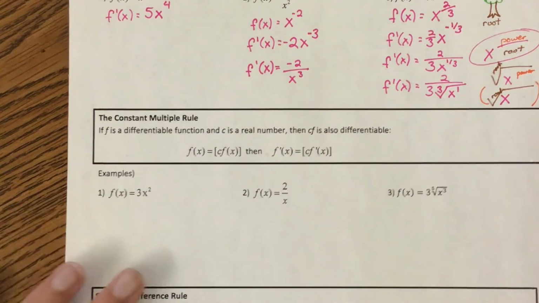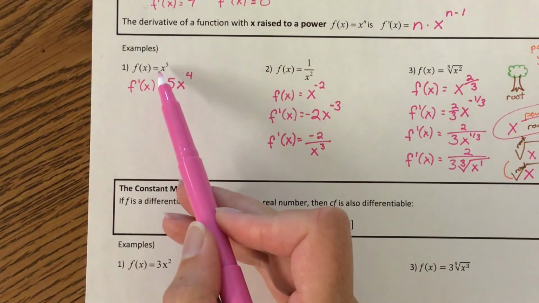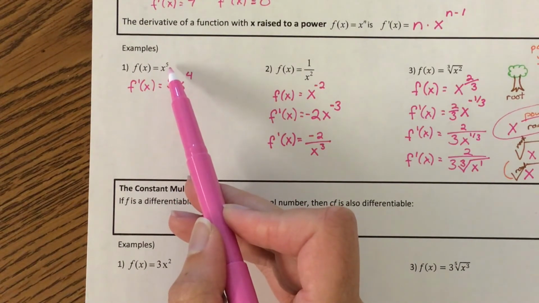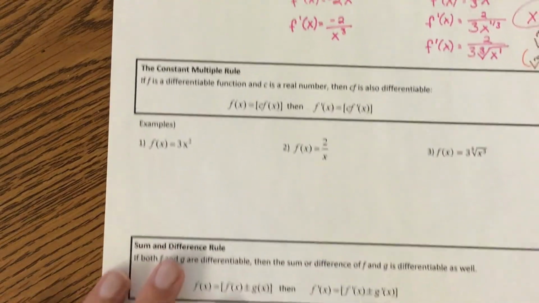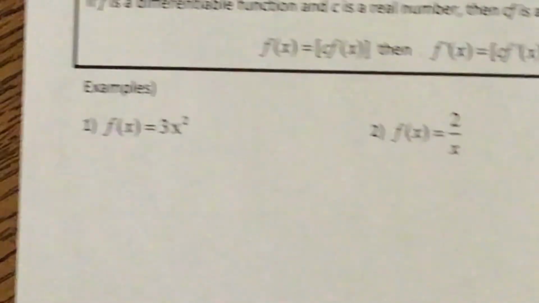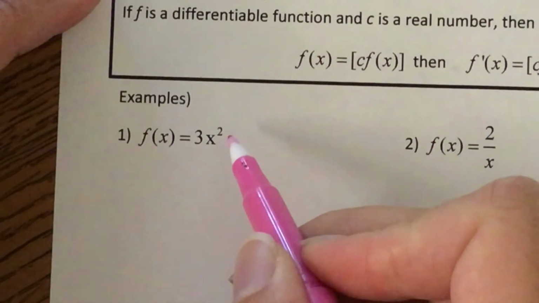So remember up in problem 1, we just had like an x to the 5th power. But what if it was like 2x to the 5th power? You can also take the derivative of that. That's all that means. Okay. So problem 1 down here, this is a power rule. It's a power rule because x is to a power.